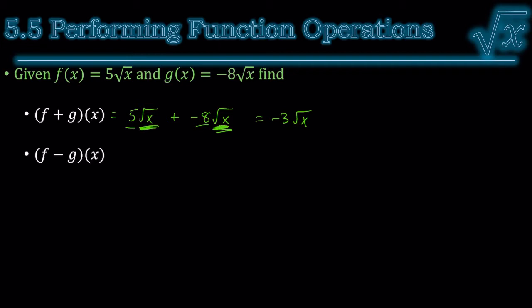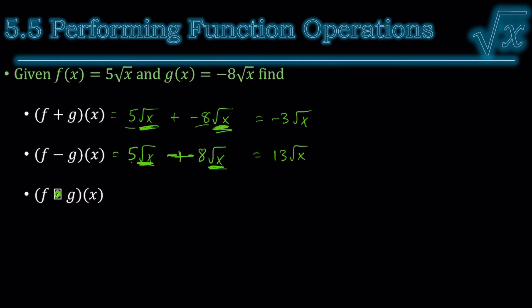Well, let's try subtracting. So it's f minus g. Minus a minus makes a plus. And again, the square root of x is our like term, so 5 plus 8 makes 13 of the square roots of x.